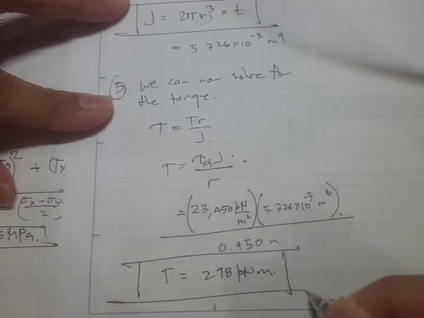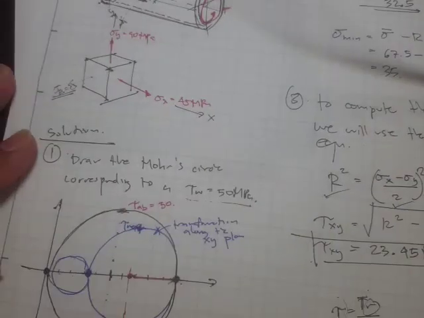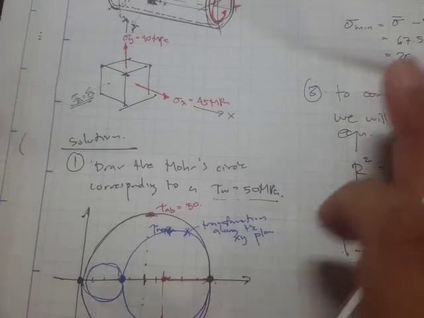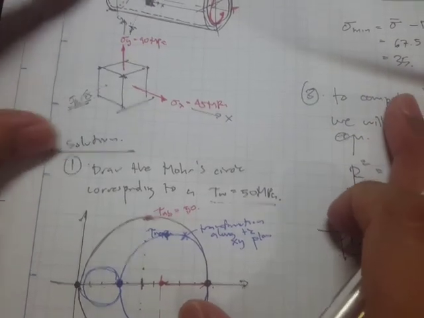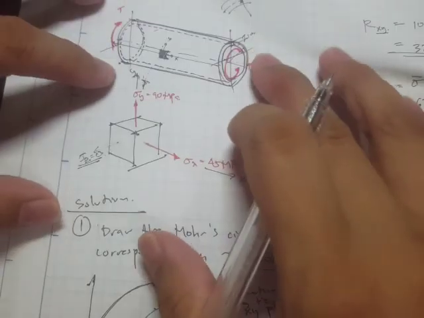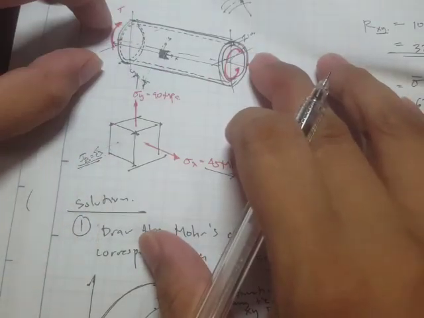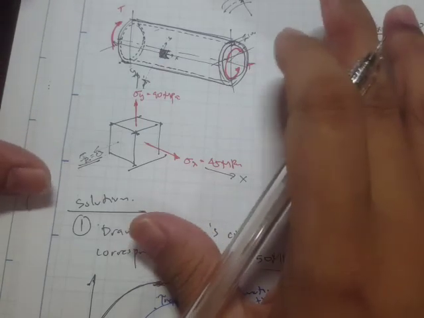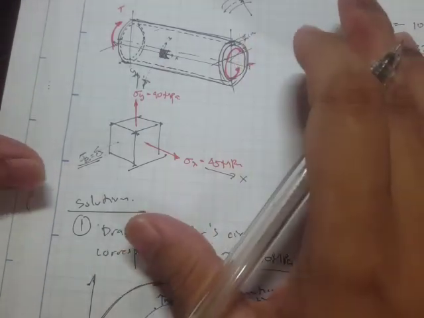Okay, so that's one of the applications of this Mohr's circle. And there are a lot more variations of the problems, for example, given the stresses and the torque, then we are going to find the diameter. So that's also possible. That's another approach or another perspective of designing.